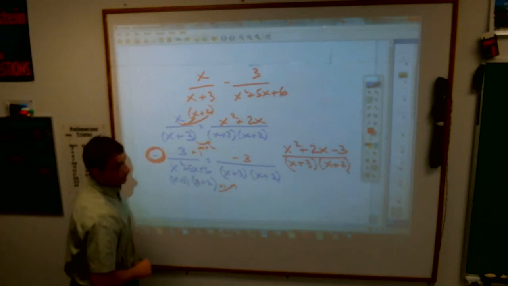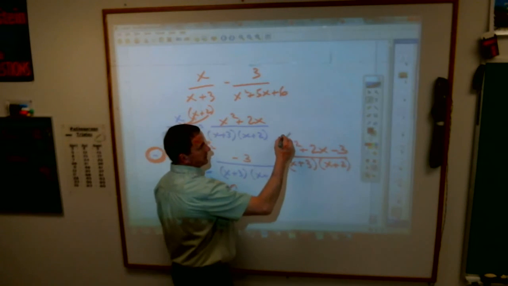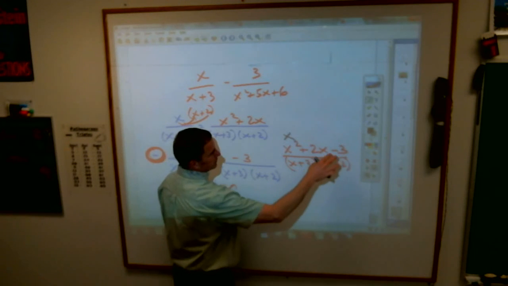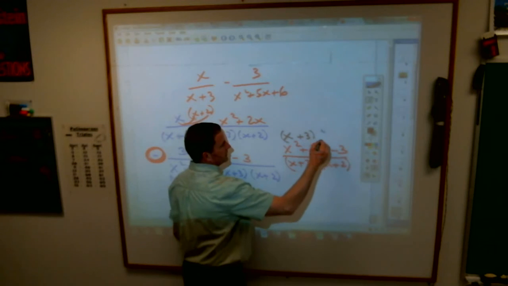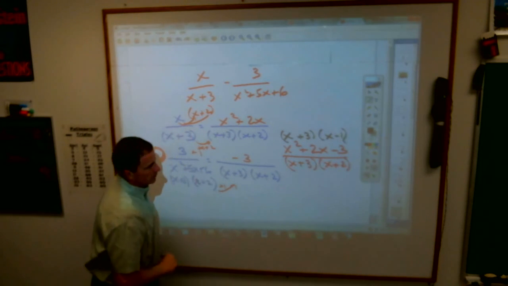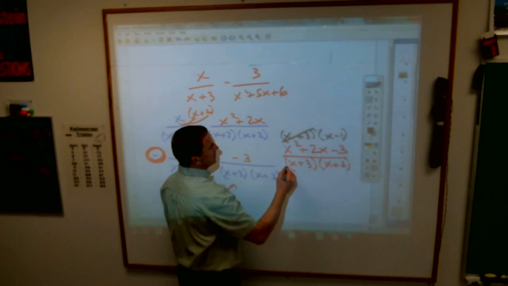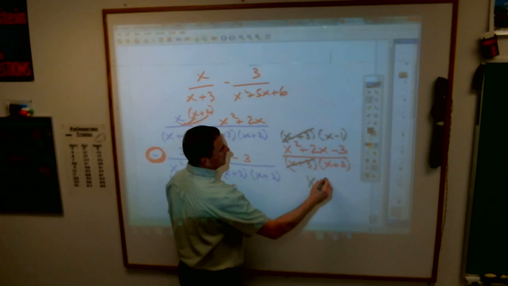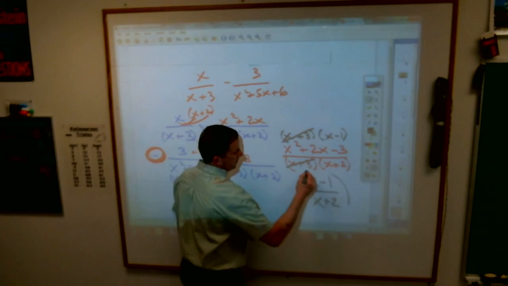And you have to check to see if you can simplify it. Does the top factor? It looks like it does. What times what gives you negative 3 when adding together positive 2? X plus 3 times x minus 1. Which would mean you've got common factors top, bottom, cross off, leaving you with x minus 1 over x plus 2.